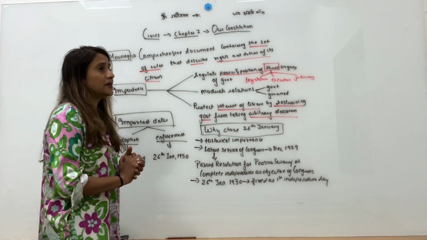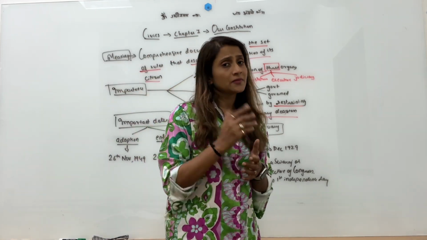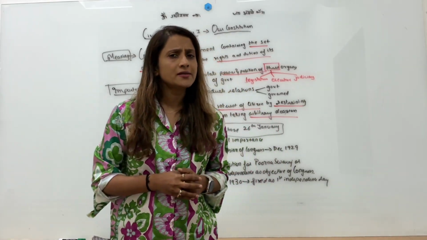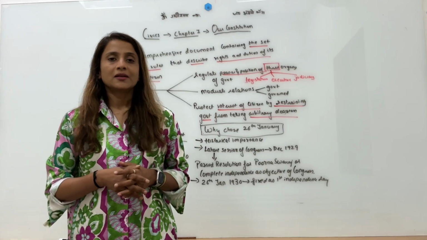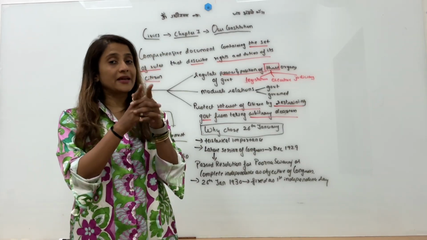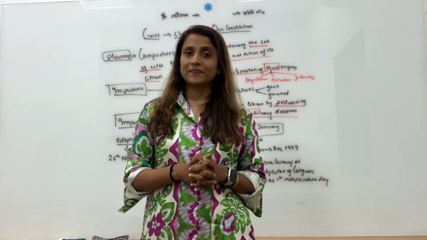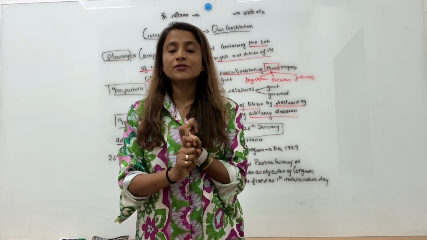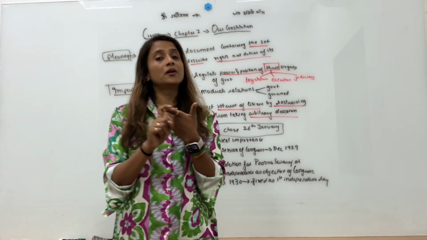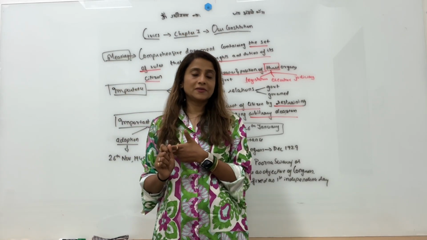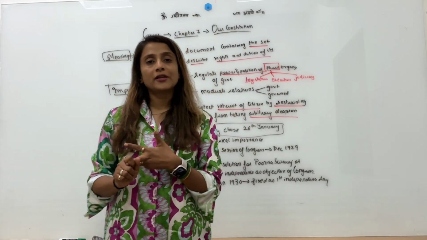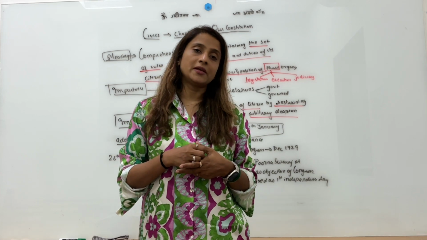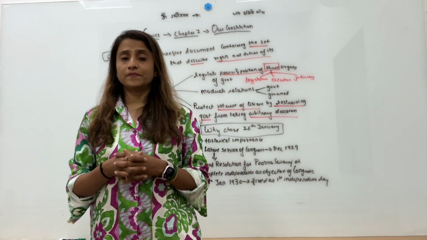Now let us quickly recollect. First we did what is the constitution: a comprehensive document containing a set of rules which describes the rights and duties of the citizen. Why is the constitution important? It regulates the three organs of the government. It moderates the relation between the government and the governed. And it protects the interest of the citizen by restraining the government from taking arbitrary decisions.